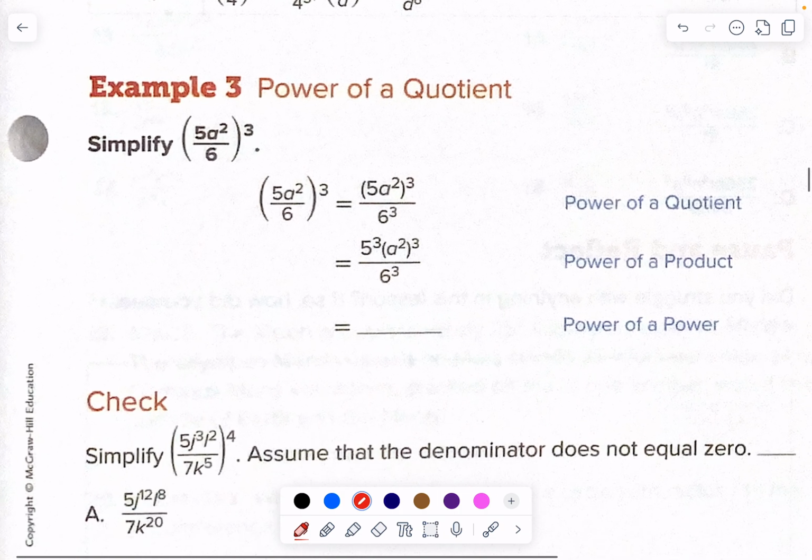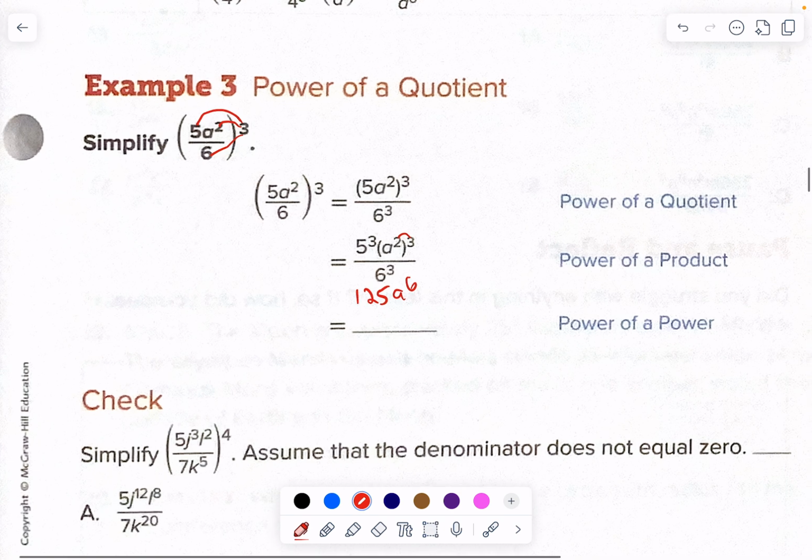So example 3, again, this third power is going to all 3 parts inside the parentheses. So we're going to take 5 to the third power, which is 125. We're going to take a squared to the third power. Remember, multiply the exponents. And then we're also going to take 6 to the third power, which is 216. Notice everything stayed on its side of the fraction bar when we did the power.